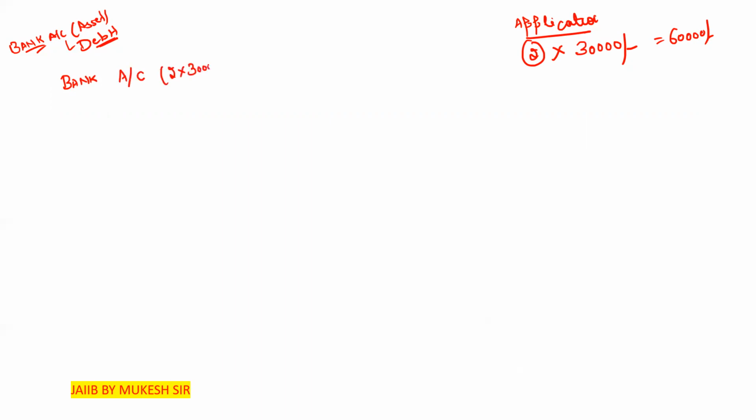So at the time of the application, we have 30,000 shares. How many rupees do you have to give? 2 into 30,000, that is 60,000. So the bank account is debited, 2 into 30,000. Where do we put that amount? We have to credit the share application account.